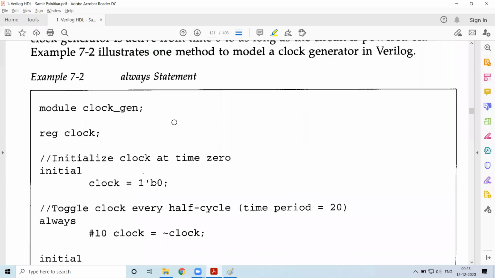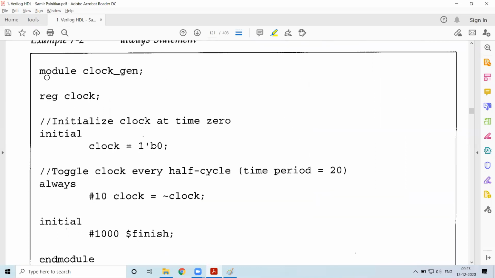Now let us look through an example. Here we can see that there is a module which is being defined, and there is a variable which has been defined over here. So this is initial, and initial will be executed only once. Only one statement is there in this case. In it, clock is being assigned the value of 0 at the 0th time unit.